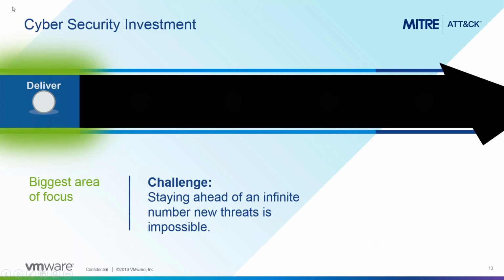And if I think about where we're spending most of our time and most of our investments as an industry, it's really at the deliver phase of the attack. We're spending most of our time and most of our money on cybersecurity trying to stop threats coming into our organizations. So if you think about firewalling, antivirus, anti-malware, IPS, all of these sorts of security products and controls that we're putting in place, they're all really designed to stop threats from being able to come in to our organizations.